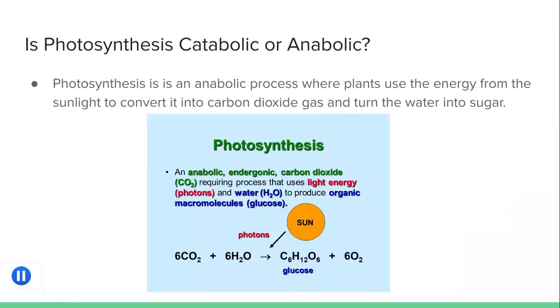Is photosynthesis catabolic or anabolic? Photosynthesis is an anabolic process where plants use the energy from the sunlight to convert carbon dioxide gas and turn the water into sugar. And I used the picture. It gives a brief description on why it's anabolic and shows the molecule formula that goes into it.